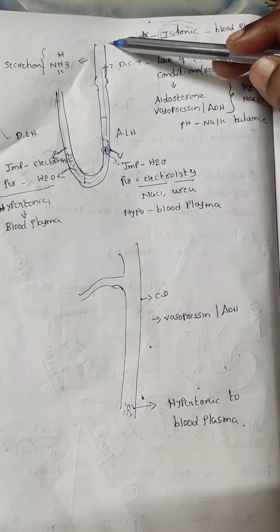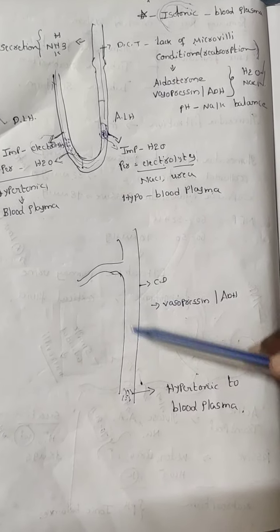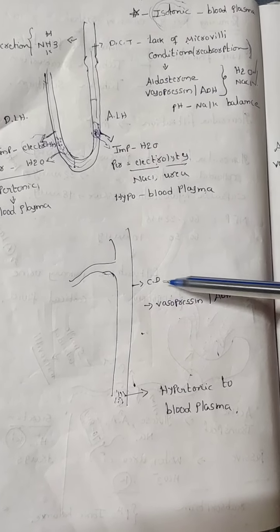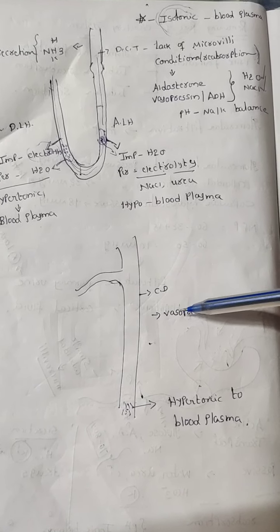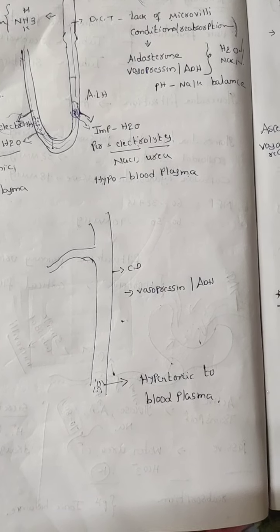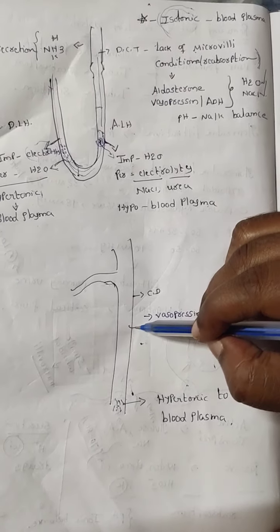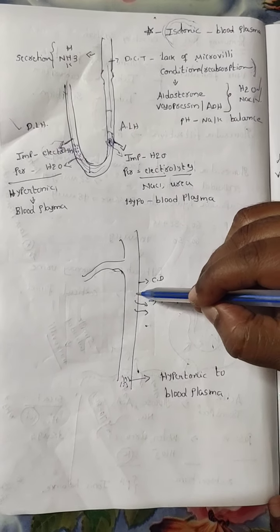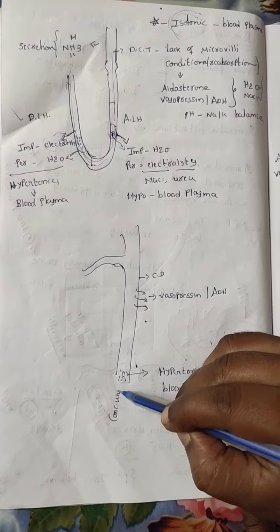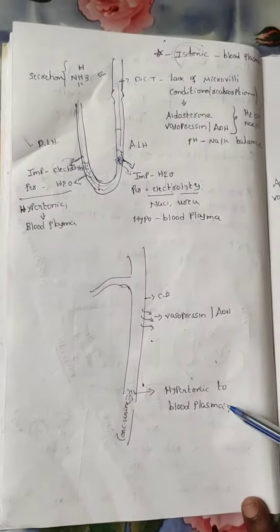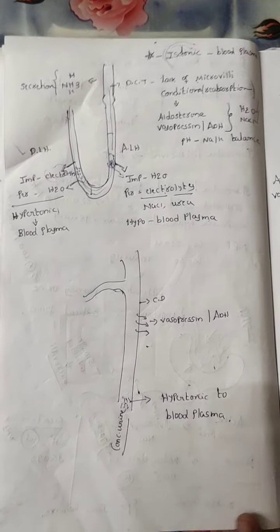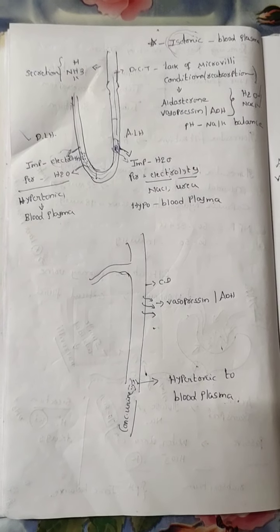The remainder finally enters into the collecting duct. These are all our initial collecting ducts. They form a straight tube, called the collecting duct. Here the collecting duct has vasopressin, also called antidiuretic hormone. Whatever water content remains will be reabsorbed into the body. Finally, what type of urine is formed? Concentrated urine is formed. That concentrated urine is hypertonic to blood plasma. Now up to here the urine formation takes place.